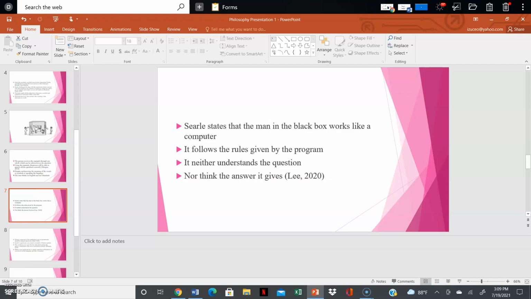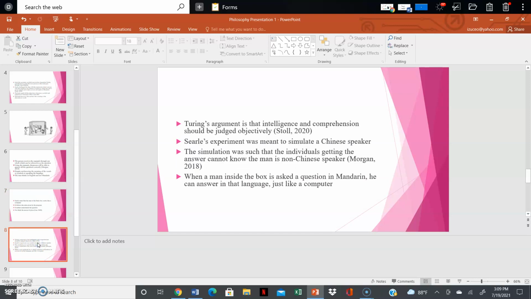Leo 2020. Turing's argument is that intelligence and comprehension should be judged objectively. Stowe 2020. John Searle's experiment was meant to simulate a Chinese speaker. The simulation was such that the individuals getting the answer cannot know the man is a non-Chinese speaker. Morgan 2018. When a man inside the box is asked a question in Mandarin, he can answer in that language, just like a computer.